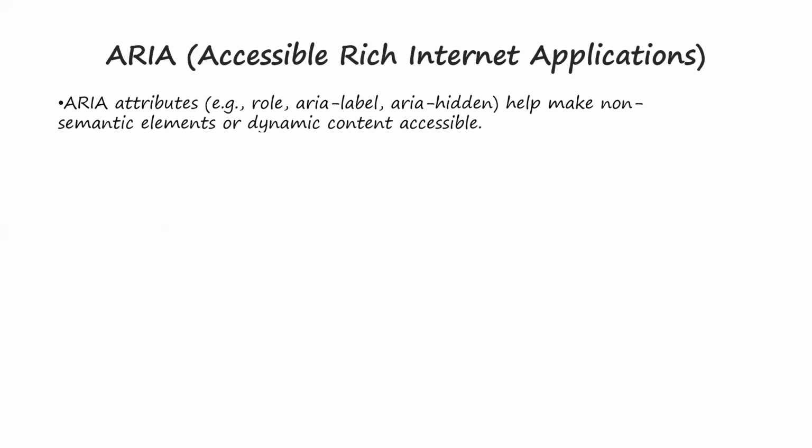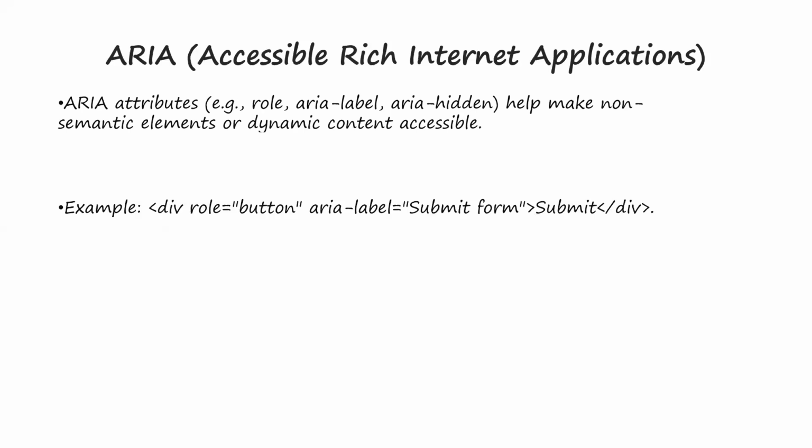So if I want to create a clickable button, maybe without the button element, I can use the role and say that the role is button. Do you understand? We're going to talk about ARIA attributes in the next session, but we use them to make non-semantic elements or the dynamic content that we create accessible.